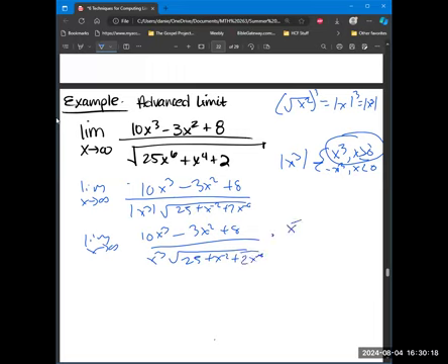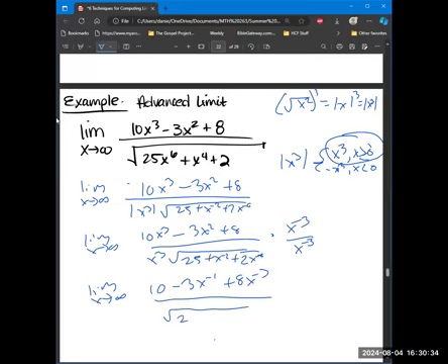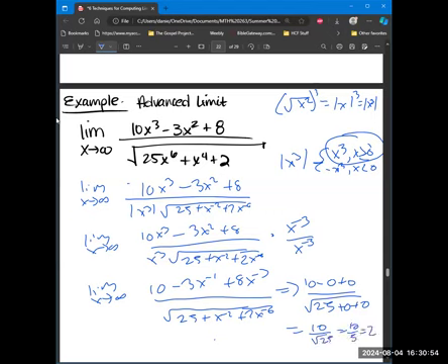I'm going to multiply top and bottom by x to the negative third. And I'm going to get the limit as x goes to infinity of 10 minus 3x to the negative first plus 8x to the negative third over the square root of 25 plus x to the negative second plus 2x to the negative sixth. So that's going to give me 10 minus 0 plus 0 over the square root of 25 plus 0 plus 0, which is 10 over root 25. 10 over 5 is 2.